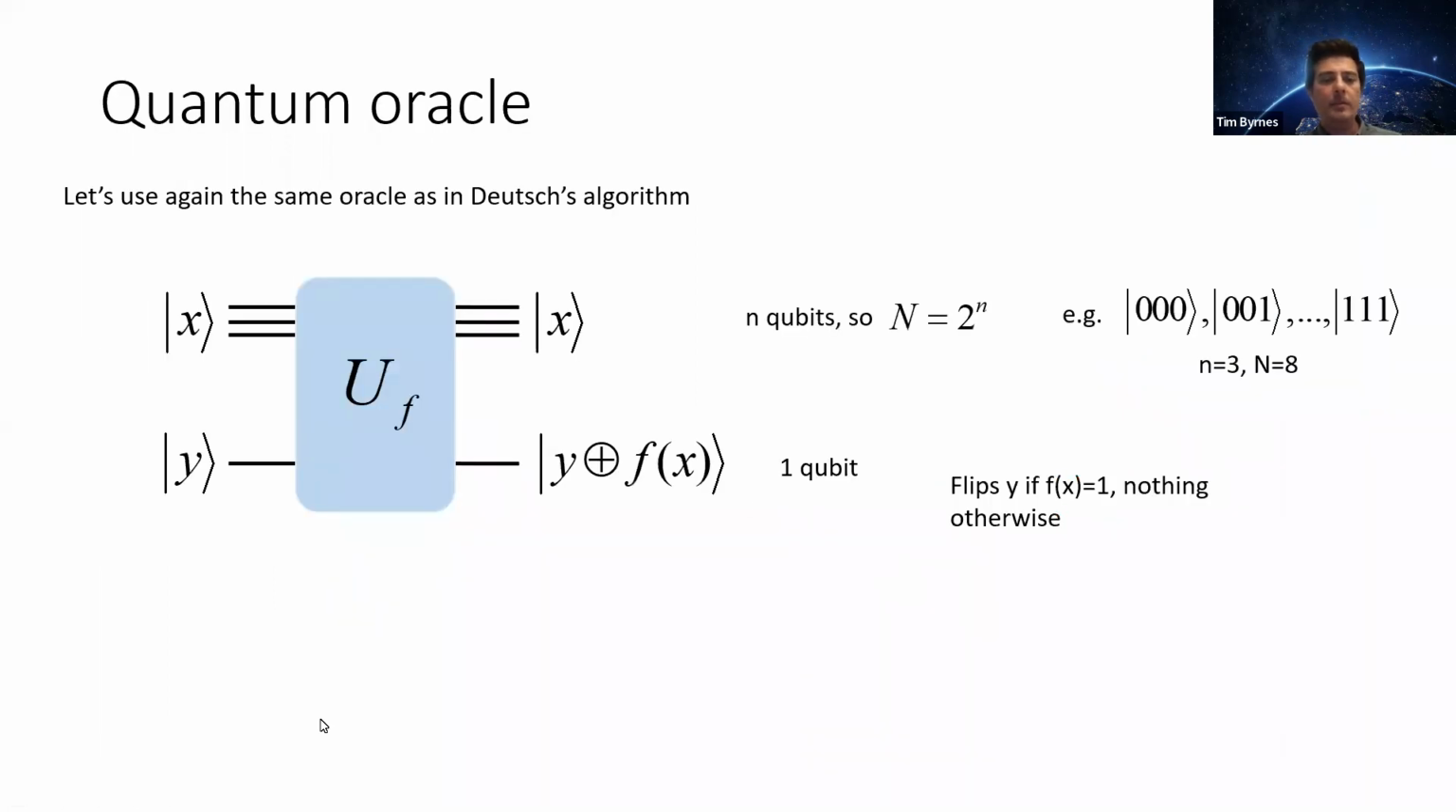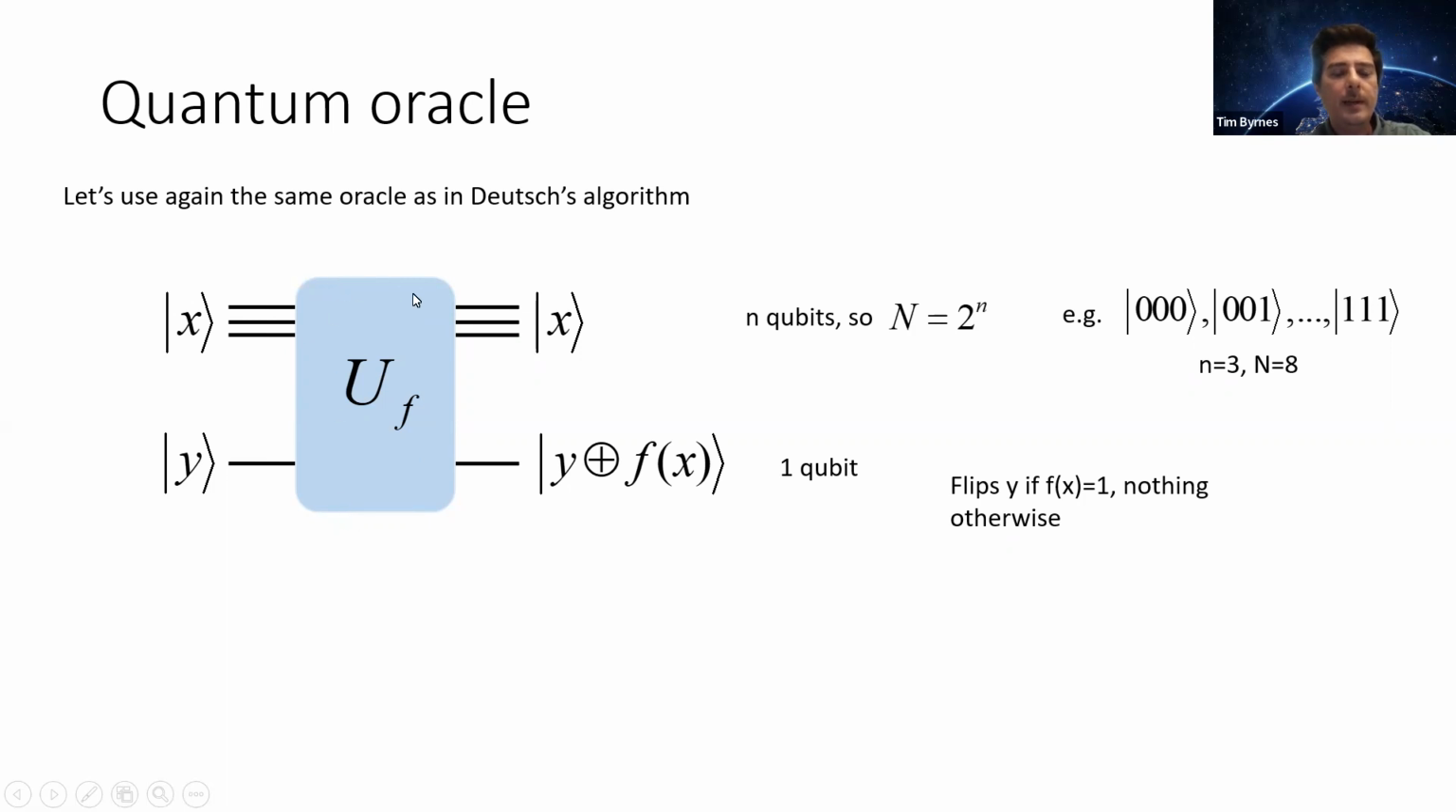And what we're going to do is allow this oracle to be a quantum oracle. Okay, so that basically means that we're going to allow the input of the oracle to be in a superposition state. So you've got this input state. So we're going to have basically the same kind of setup as we already saw in Deutsch's algorithm.